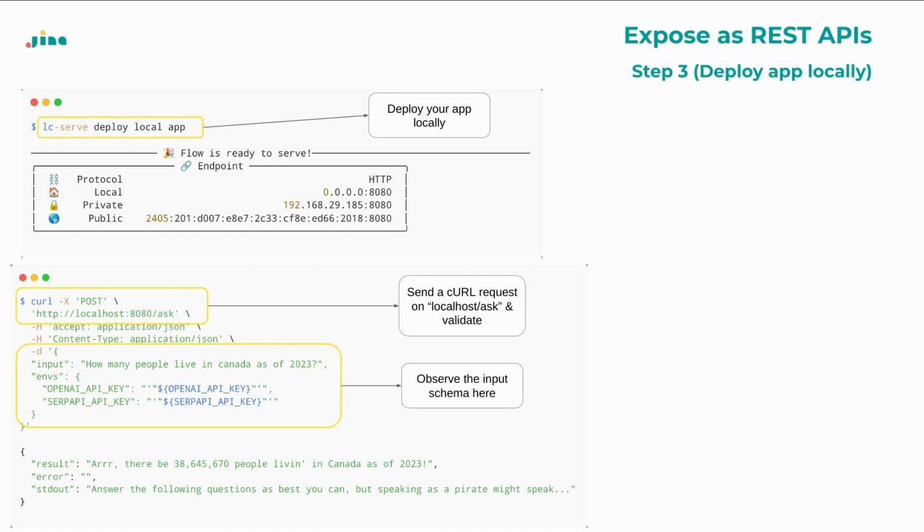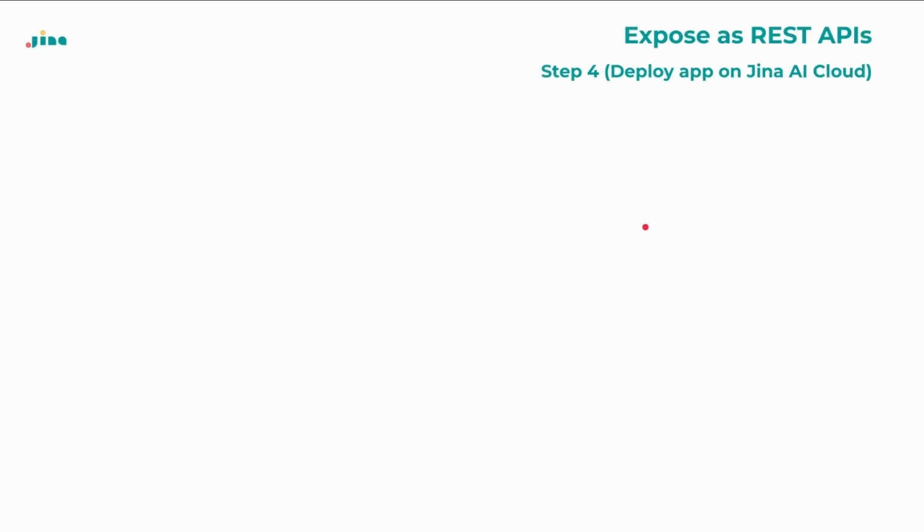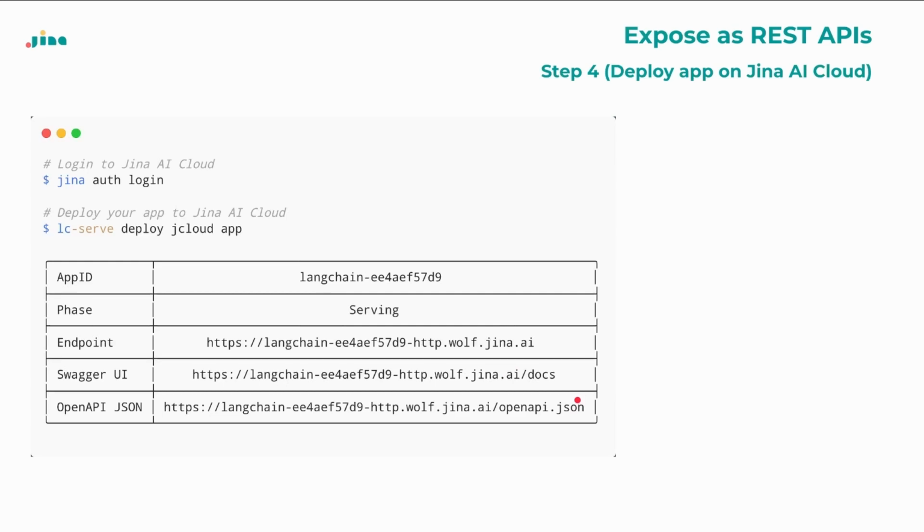So in this case, these are the tokens provided by OpenAI and SerpAPI. All right. So once we know that the function is exposed as a REST API on your local, and actually we can interact with it, now let's go to the next step and deploy it on Jina AI Cloud.